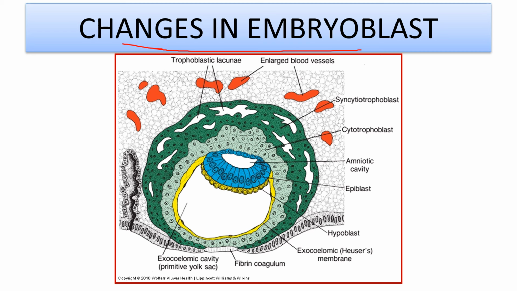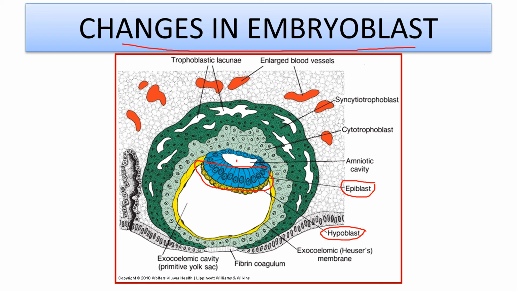Now we will continue with the changes in the embryoblast. The inner cell mass first differentiates into flattened cells called the hypoblast. According to embryologists, the hypoblast is the first germ layer to be formed. The remaining cells become columnar and are called the epiblast. Now the embryo is in the form of a two-layered germ disc, hypoblast and epiblast.